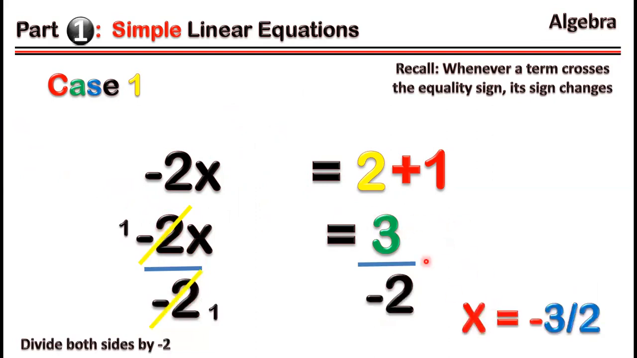And that gives us x equal to minus 3 on 2. You know that 3 on minus 2 is also the same as minus 3 on 2. You can leave your answer as 3 on minus 2, but normally it's minus 3 on 2 or minus 1.5, whatever you want to write.